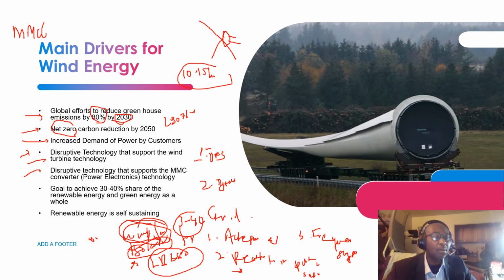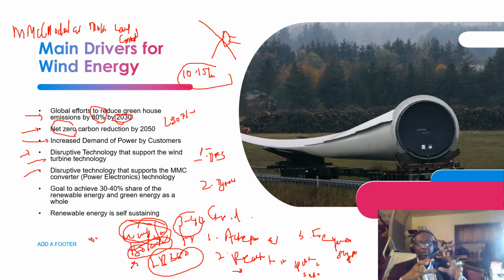MMC means modular multi-level converter. This is the state of the art, one of the best technologies out there, and it utilizes sub-modules. We have different technologies for the sub-modules: half-bridge and full-bridge. Each technology has its attributes, advantages and disadvantages.